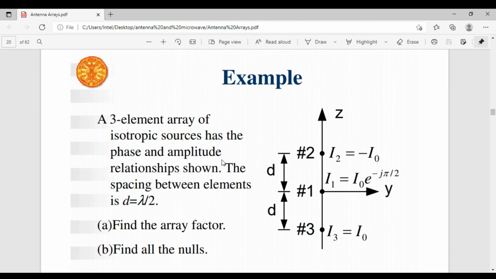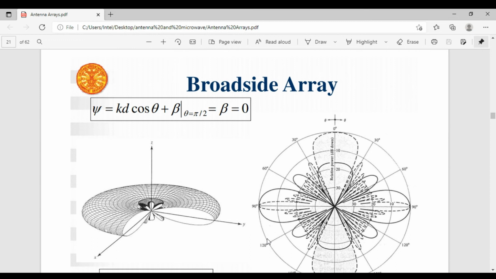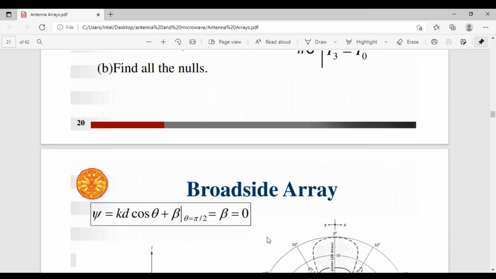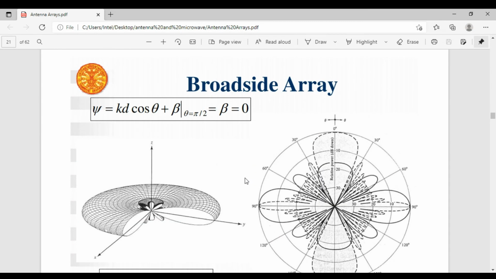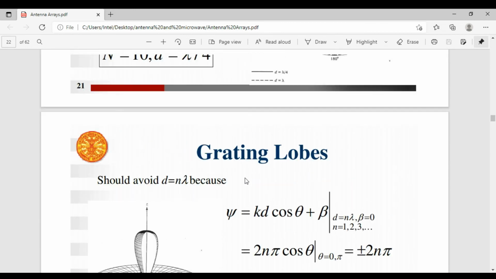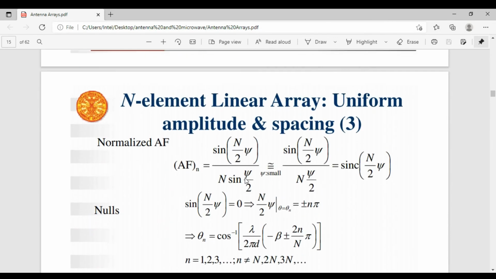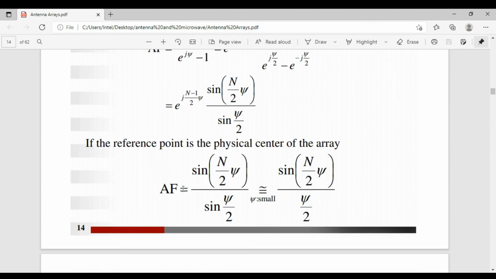Example: this is a 3 element array of isotropic sources, 3 elements, as the phase and amplitude relationships are shown. So here the relationships of current and phase are shown. Find the array factor. This is a broadside array. We know the formula for the broadside array factor. This is the formula for the array factor.